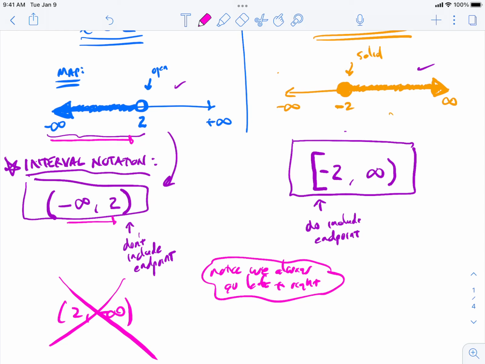Over here, reading the solutions off the number line, you start here and you read to the right. And so we start at negative 2 and we read up to infinity. You would never, ever write this backwards. Always go left to right like you're reading a book. Please be careful about that.